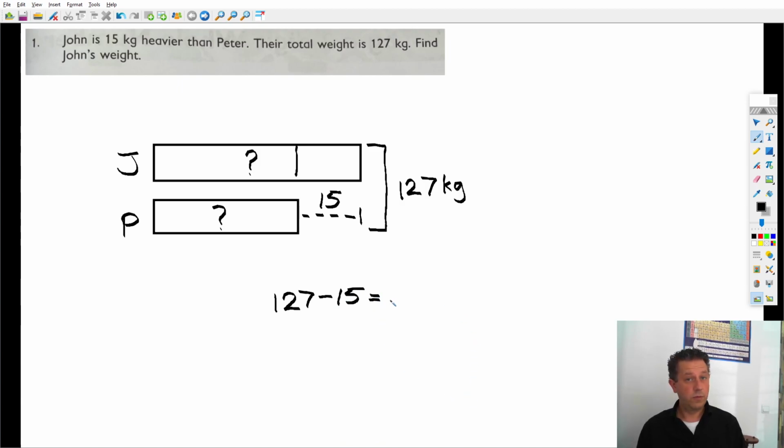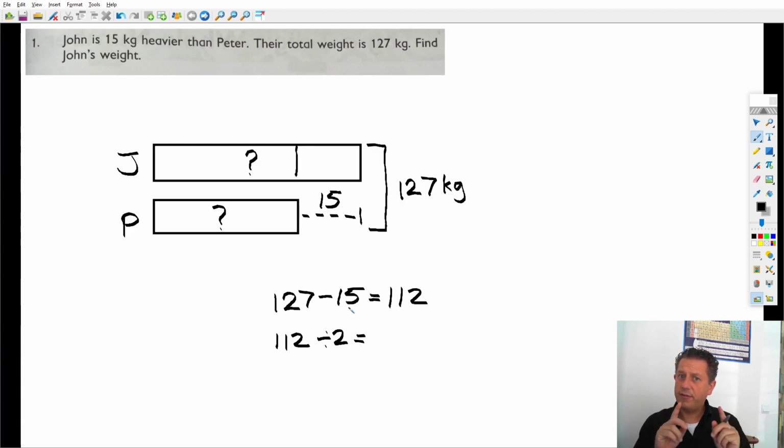So what is 127 minus 15? I think I heard you say it through the camera. It is 112. So now we know that the imaginary weight of John, if he was as light as Peter, would be 112 kilograms. Then our second step is to divide that in half so that we can figure out how much Peter weighs. Oh, whoops. We're not going to do 127. We're going to do 112 divided by 2.